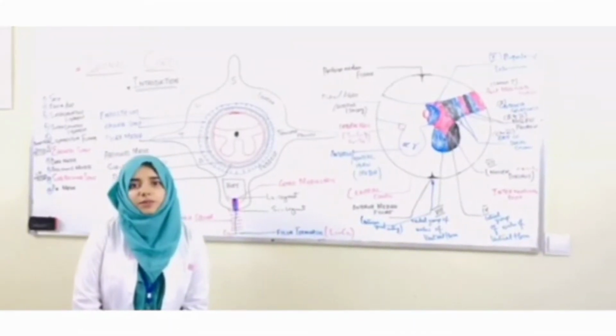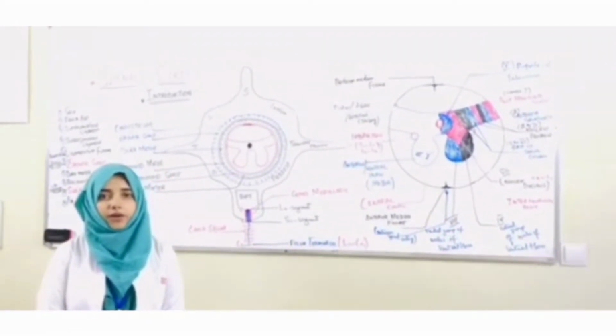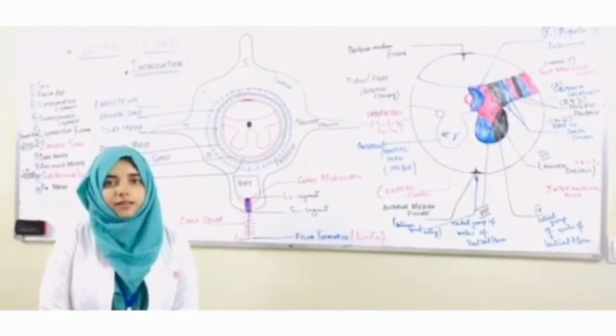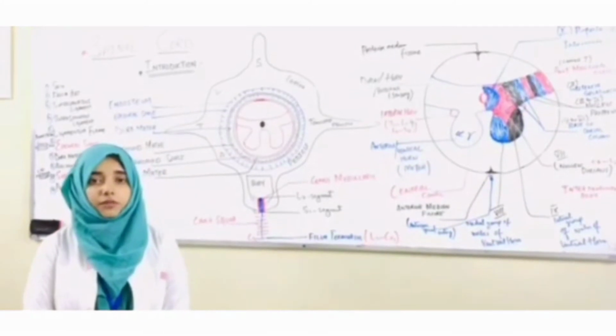Assalamualaikum. I am going to explain the topic of spinal cord. Spinal cord is a long cylindrical lower part of the central nervous system, and it connects the brain and peripheral nervous system, and it contains 31 pairs of spinal nerves.